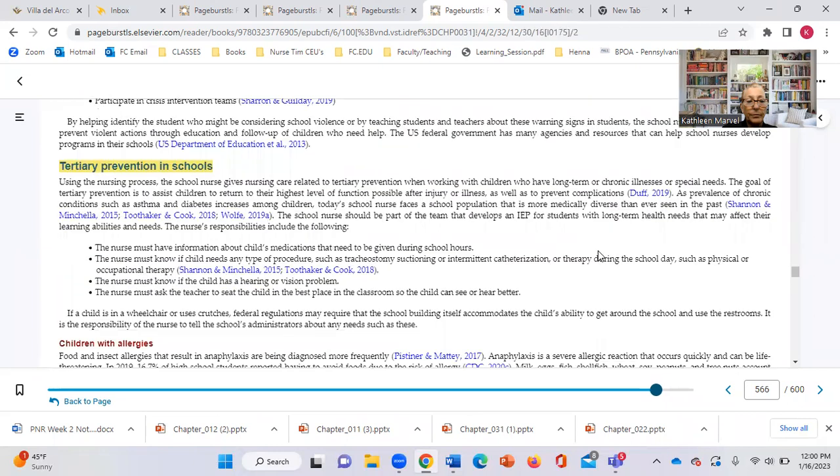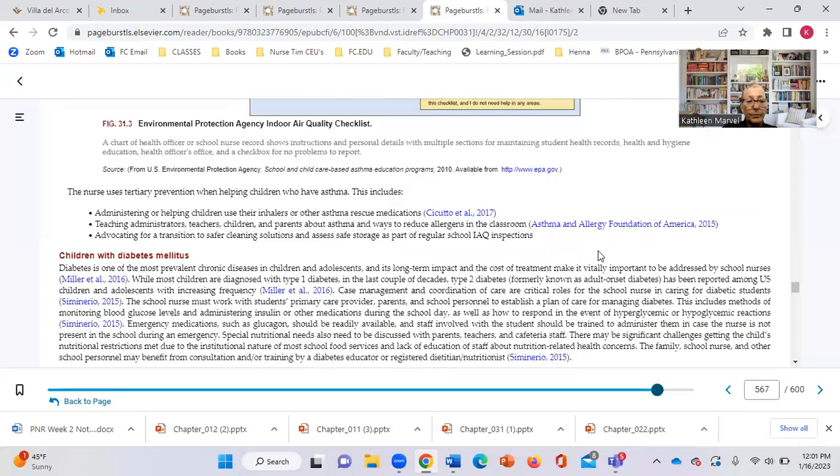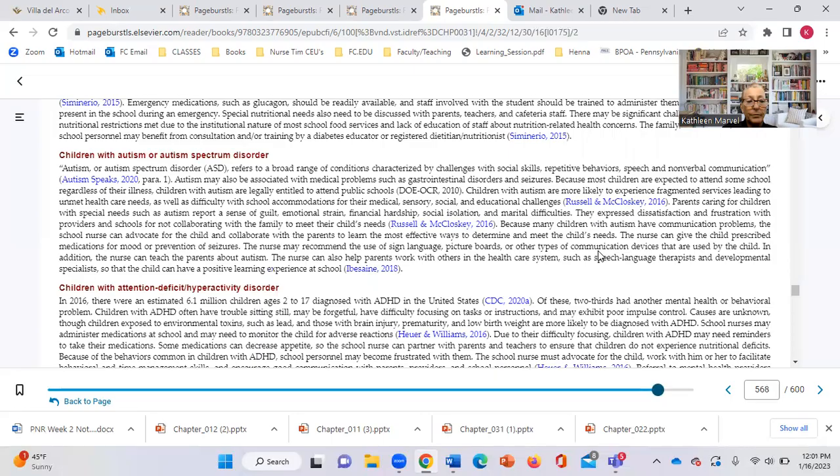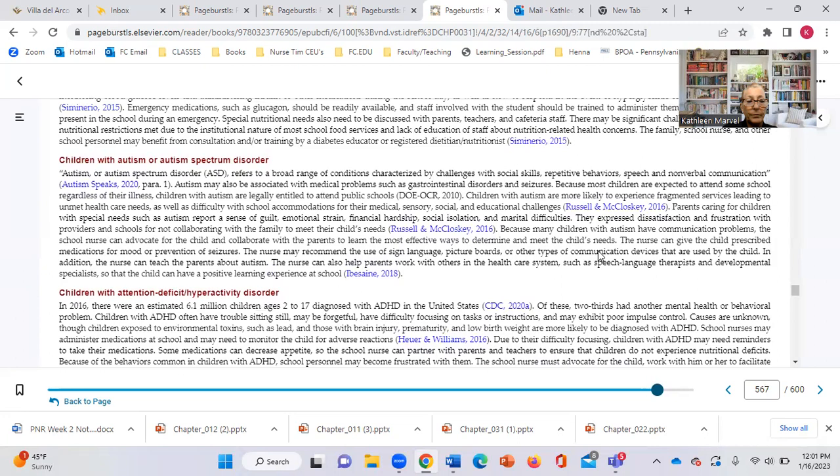And then tertiary: remember, they already have the health issue, the health problem. So we're providing tertiary care when working with children that have long-term or chronic illnesses or have special needs. The goal is to assist the kids in returning to their highest level of function. This is a really good section in this chapter to gain a good understanding of primary, secondary, and tertiary. I know it's related to the school setting, but it can also be applied in the general sense.